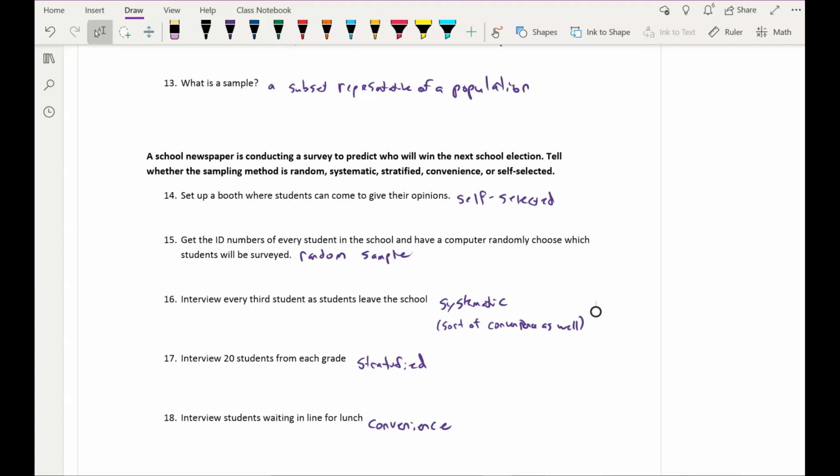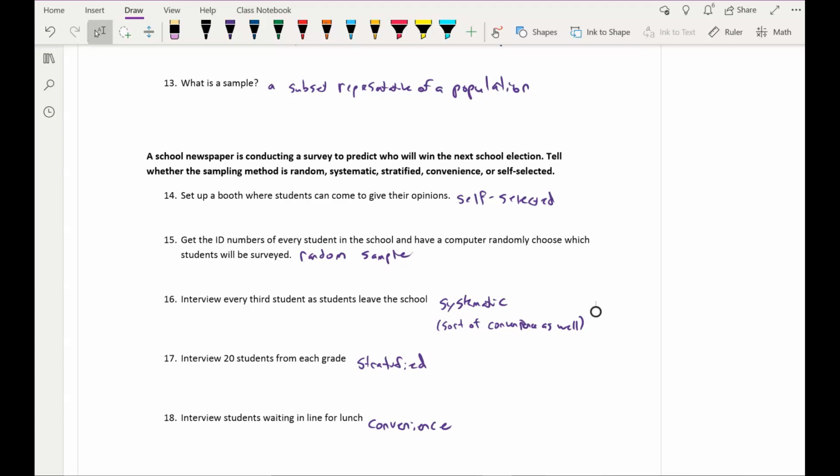So in example 14, they set up a booth where students can come to give their opinions. A lot of people might think, well, that's a convenience sample, right? They're just setting up a booth and getting responses relatively easily. But you have to think about what's going on here. They're setting up a booth, and then students are coming to give their opinions. They're not going out and asking students themselves. This is completely self-selected. The students are coming on their own accord to give their own opinions. So the best example would be self-selected.